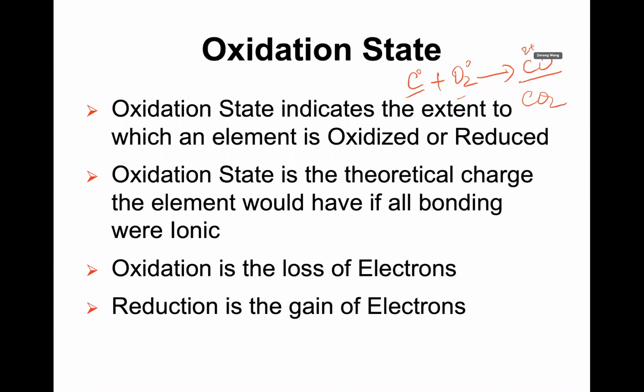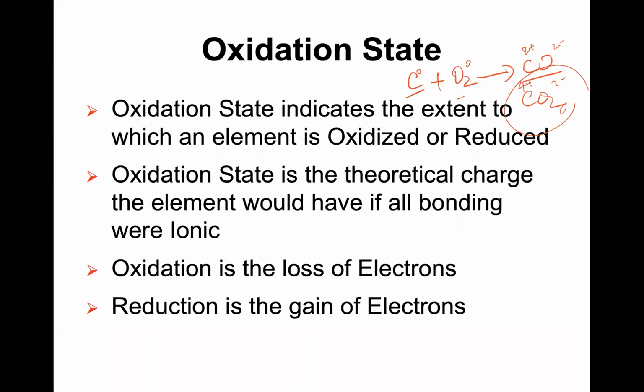2 plus and 2 minus. Again, for this carbon dioxide, this will be 4 plus, and this 2 minus was 2. So that gives the whole molecule 0, right? Neutral. So oxidation state is the hypothetical charge the element would have if all bonding were ionic. We assume they are ionic. They would be neutral overall, right?